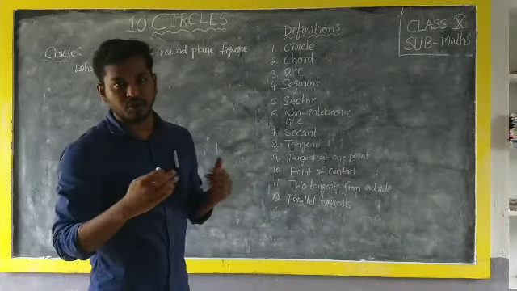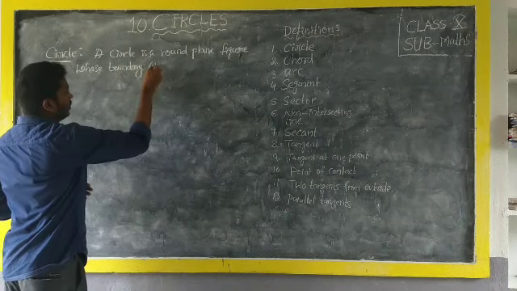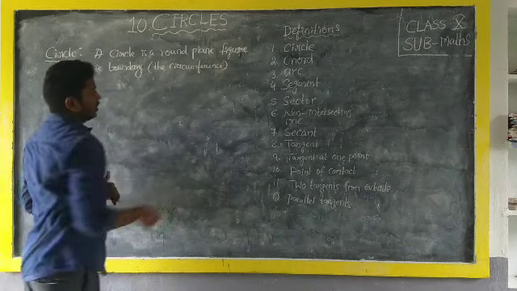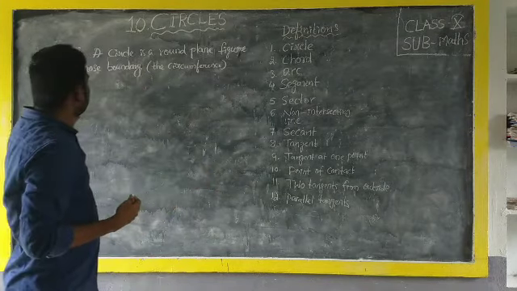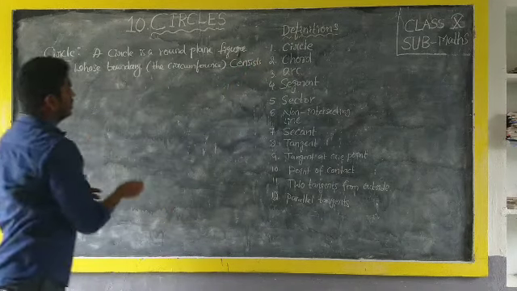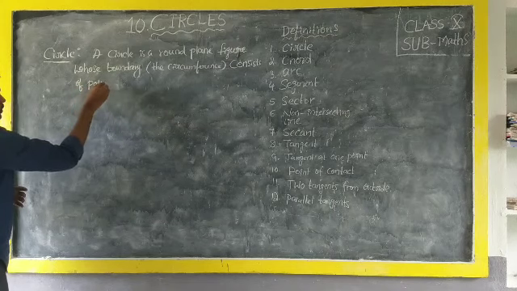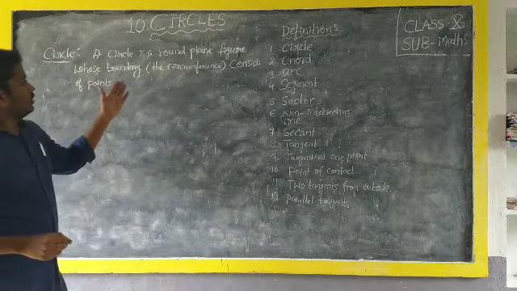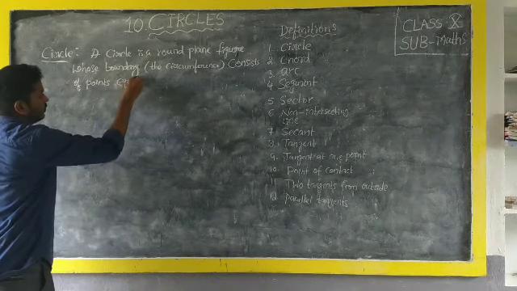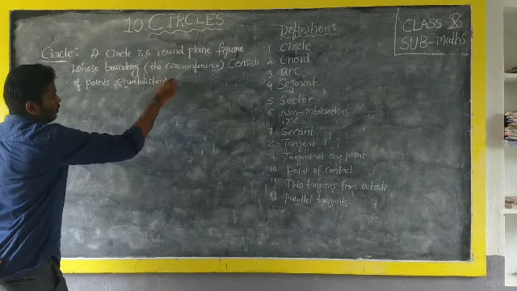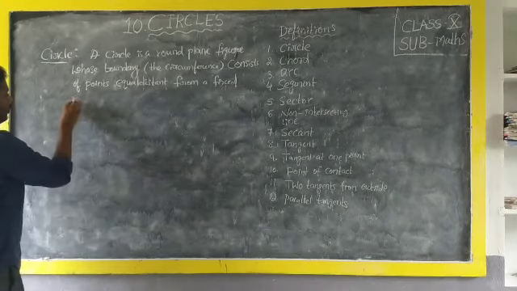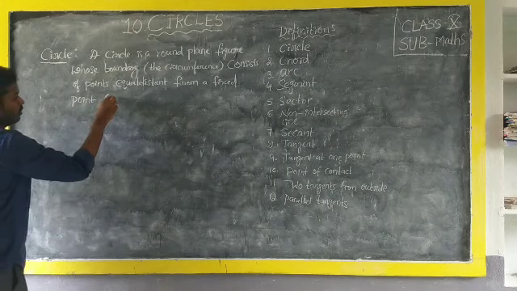Boundary means circumference. Okay, a circle is a round plane figure whose boundary consists of points fixed, equal distance from a fixed point. That point is called center.